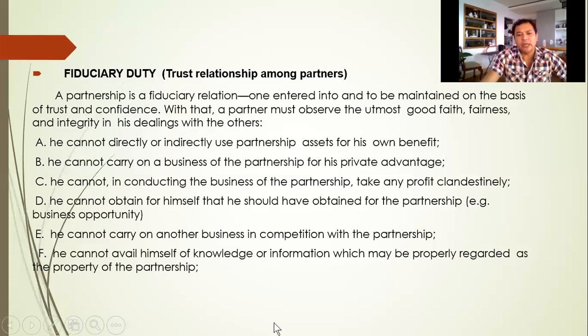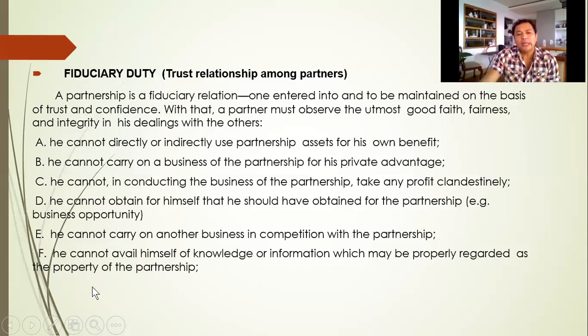Let's go to letter E. He cannot carry on another business in competition with a partnership. So a capitalist partner is one who contributes capital. So he has much money, and he is not managing the partnership, no? So he can make another business. There is a prohibition that he can make another business, but not competing or not in the same line with the partnership, no? So this is letter E. He cannot compete with a partnership.